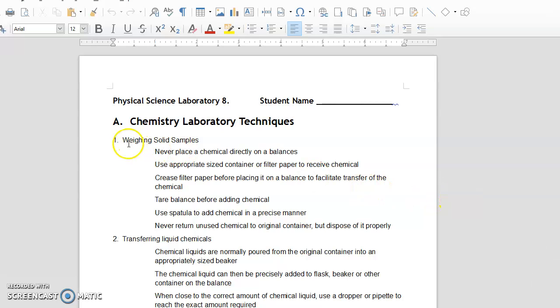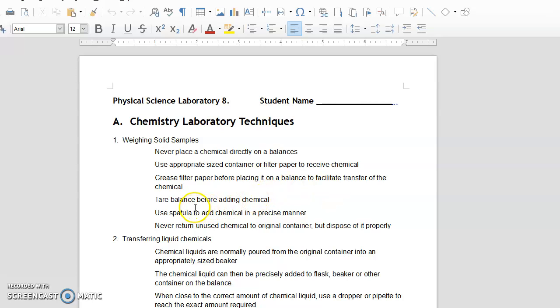But anyway, the first part, the first thing you have to do is weighing out solid samples. And there are certain rules for that. Never place a chemical directly on the balance. Usually use filter paper or a beaker or something that you're weighing the material into. Also, when you have that filter paper there, you usually crease it before placing it. By doing it in that way, it's easier to then transfer that material from the paper into whatever container you're going to put it into.